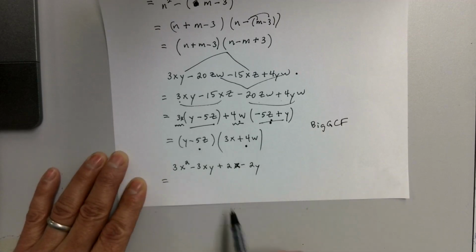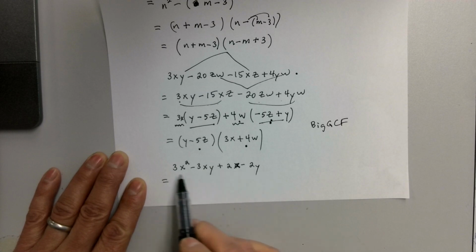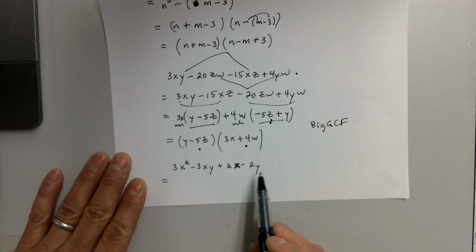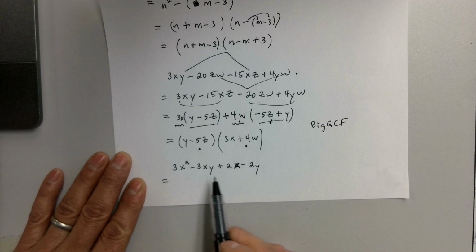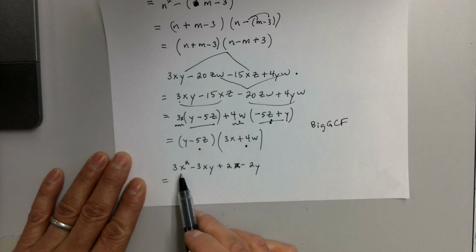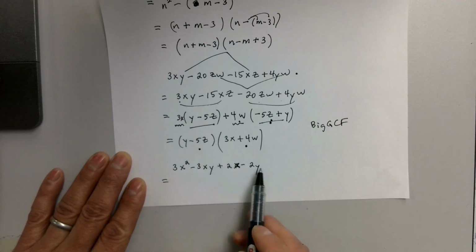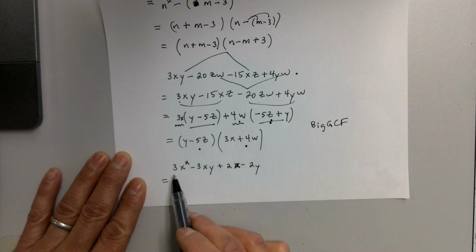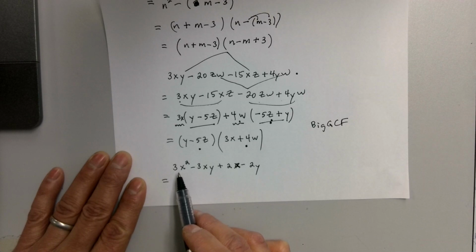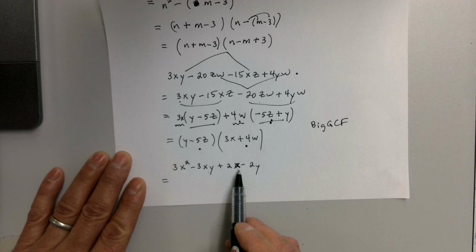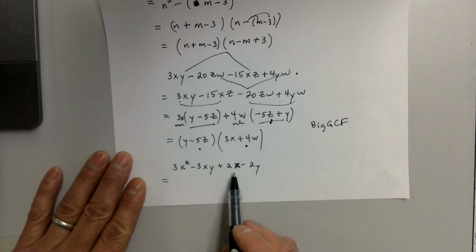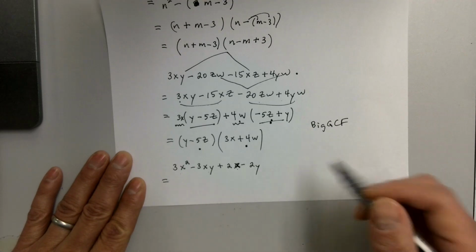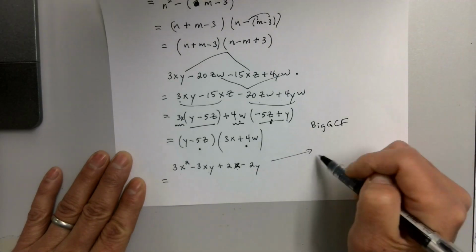Okay, there is no perfect square trinomial here. There is not a GCF of all four terms. There is a GCF of three out of the four terms. I'm talking about the first, second, and third term. They all have an x. However, if I take the x out of those three terms, I'm going to get this.